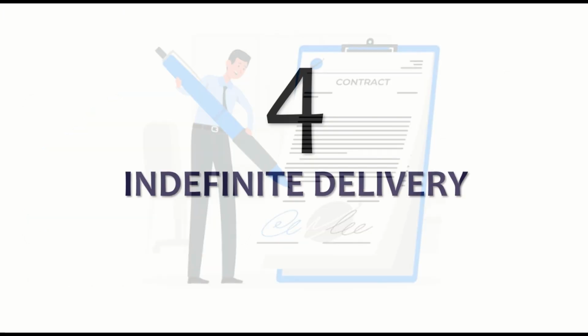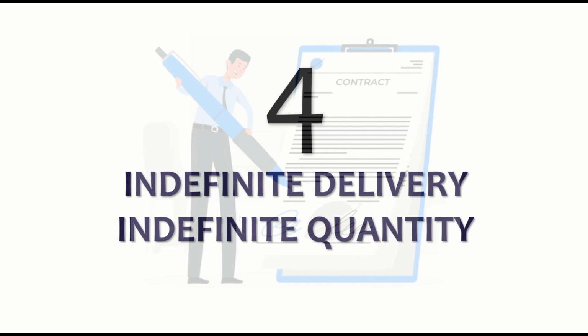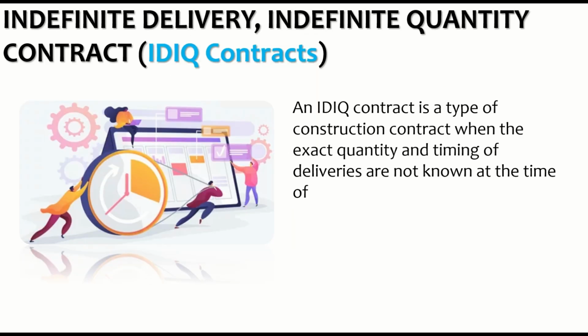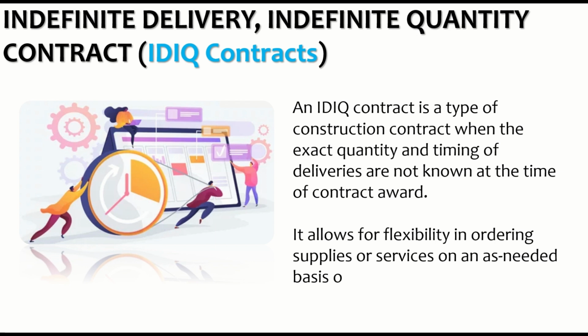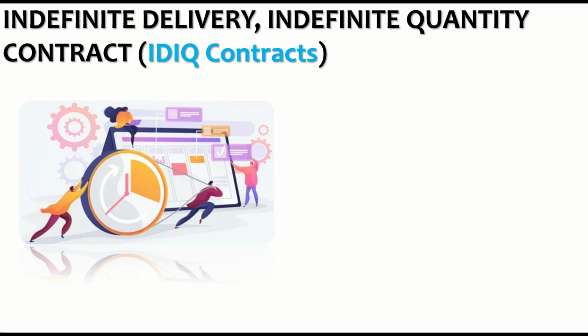The fourth type is the indefinite delivery, indefinite quantity, or IDIQ type of contract. This type of contract is executed when the exact quantity and timing of the deliveries are not known at the time of the contract award. It allows for flexibility in ordering supplies or services on an as-needed basis over a specified period.